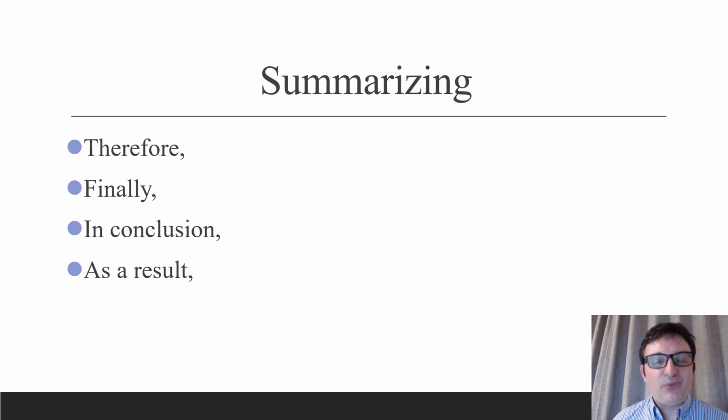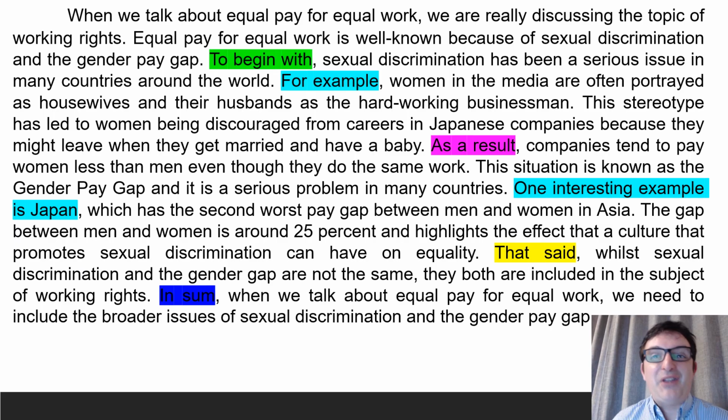Summarizing. Towards the end of a paragraph or an essay, you might find words like therefore, or finally, or in conclusion, and as a result. And these can also be signs or signals that the paragraph is coming to an end and the writer is going to tell you their opinion, or just to recap and repeat what they've already discussed in the piece of writing.